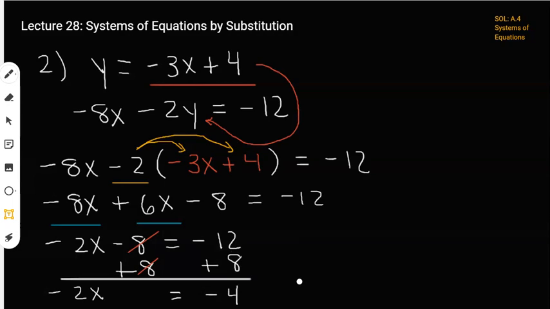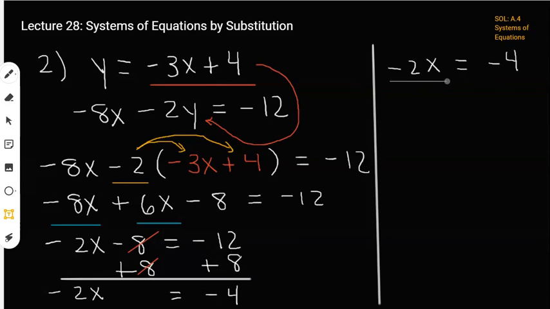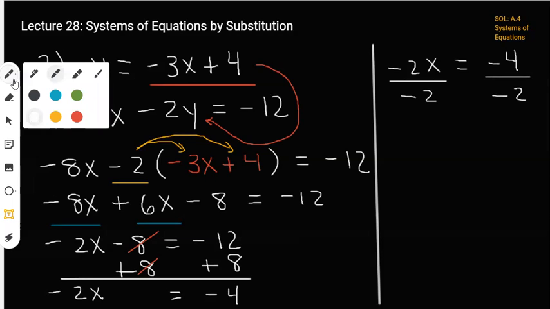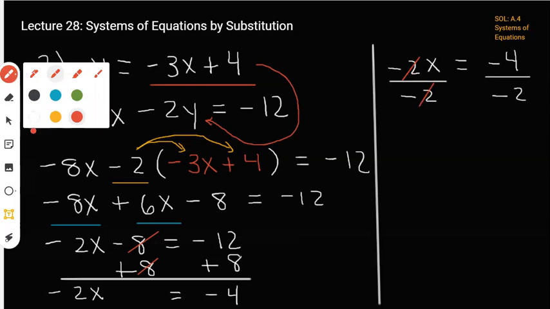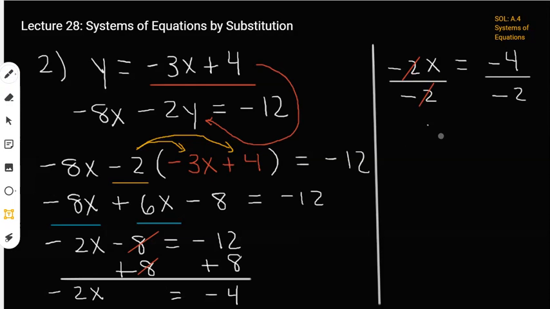So now I've got a really simple one-step equation that I can solve for x, and I'm going to do that on the right side over here. So I'm just going to bring over what I found. Negative 2x is equal to negative 4. And I can get x by itself by dividing both sides by the negative 2. When I do that, the negative 2 and the negative 2 are going to cancel each other out, so I can cross them out just like that. Then I can bring down the x. And negative 4 divided by negative 2 is going to give me a positive 2. So that's going to be my x value.